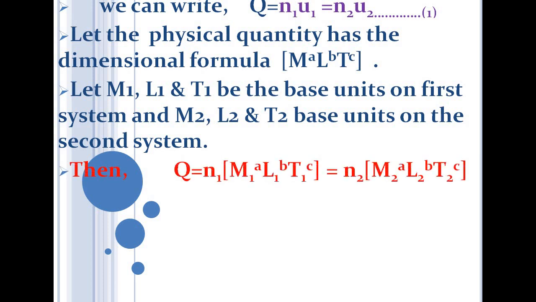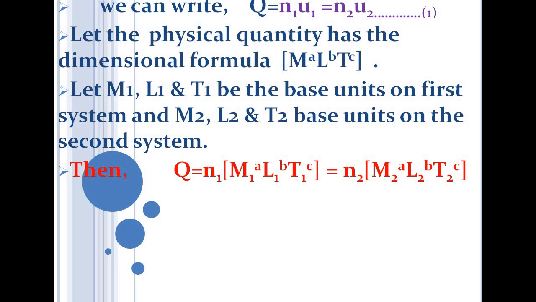So we may write equation 1 as Q equals n1 u1, where n1 is a numerical value and has no dimension. In the first system of unit, u1 in terms of the base units is M1 power a, L1 power b, T1 power c. Similarly, n2 is a dimensionless numerical value.